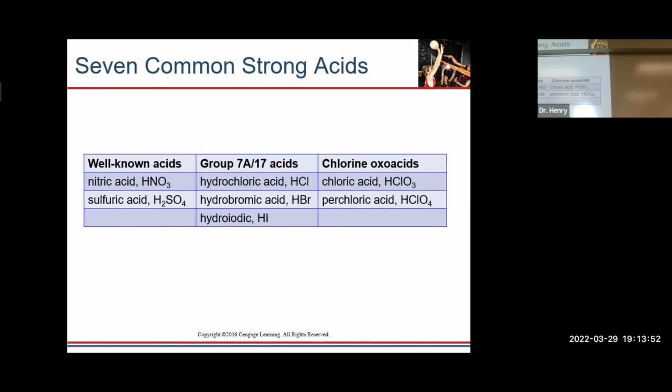Okay, so these are the 7 strong acids: nitric acid, sulfuric acid, hydrochloric acid, hydrobromic acid, hydroiodic acid, chloric acid, perchloric acid. All acids you should be extra careful with, right? Especially strong acids.